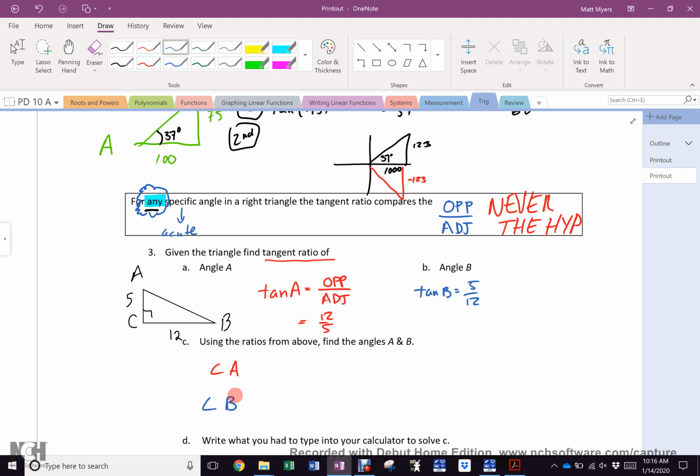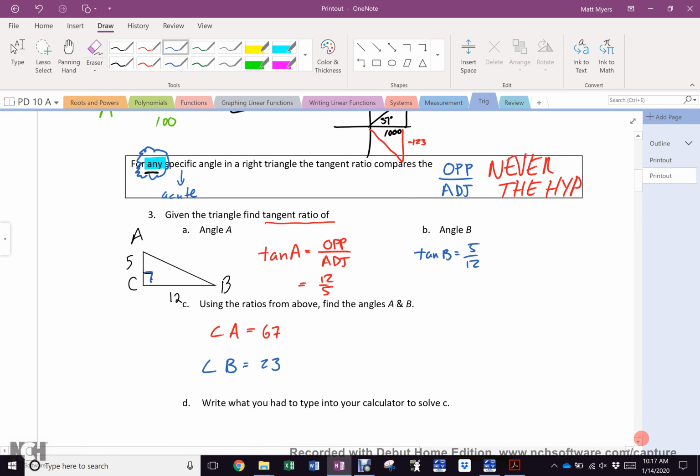What's the value of angle A? 67. What's the value of angle B? 23. Once you know one of them, do you automatically know the other? Why? Angles in a triangle have to add up to 180, right? That's 90 of them. If you know that's 67, you know that's 23. If you know that's 23, you know that's 67.